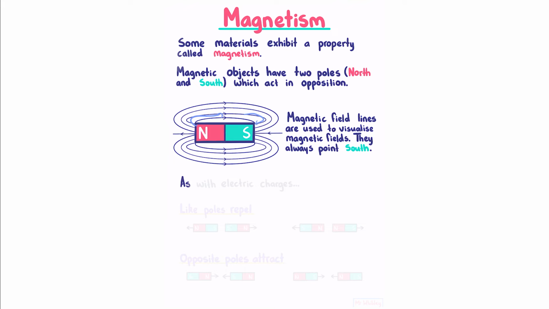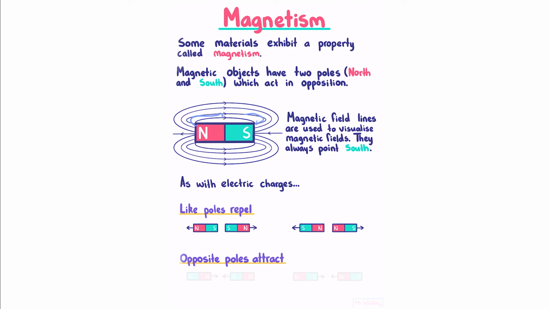And furthermore, as with electric charges, like poles repel, so if we have two south poles or two north poles in proximity, they're going to cause repulsion between them. On the other hand, opposite poles attract, which is to say north and south attract each other.